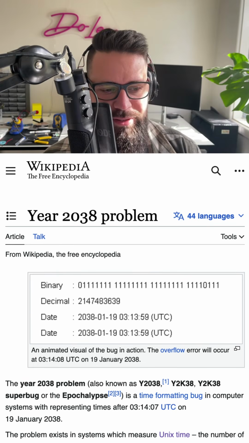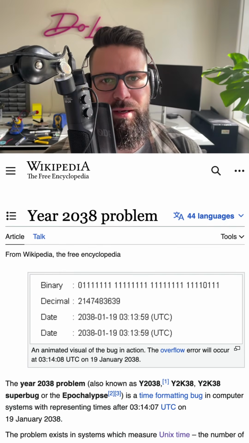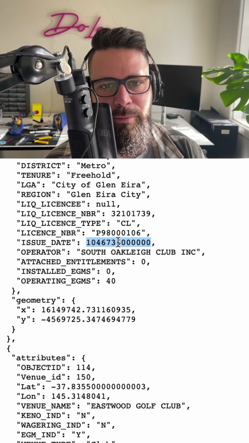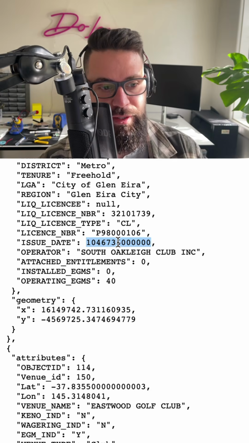If you do come across an Epoch or Unix time, they're super easy to convert, and I'll take you through that in the actual video, which I'll be sharing.